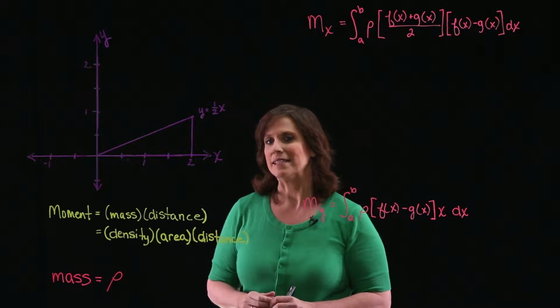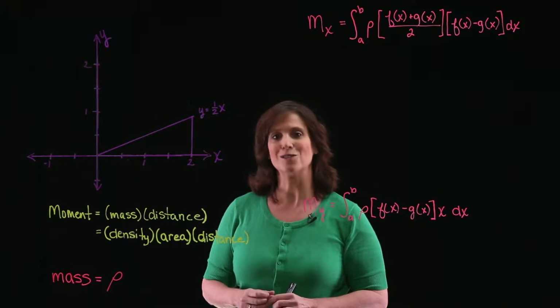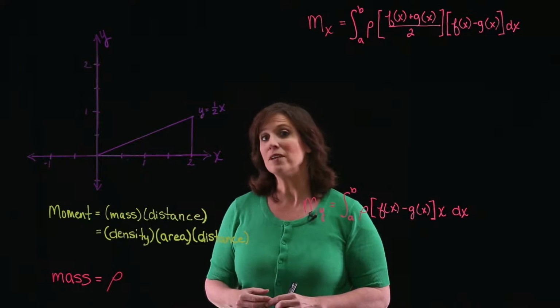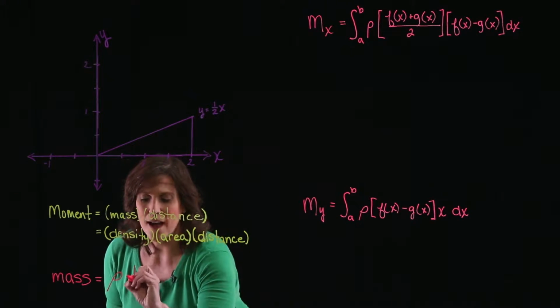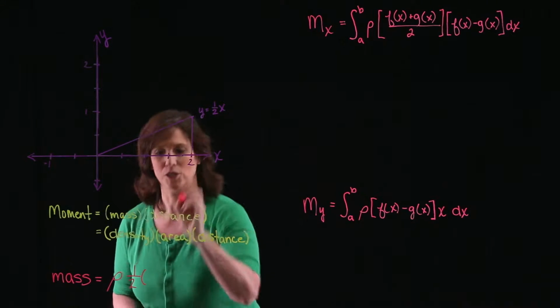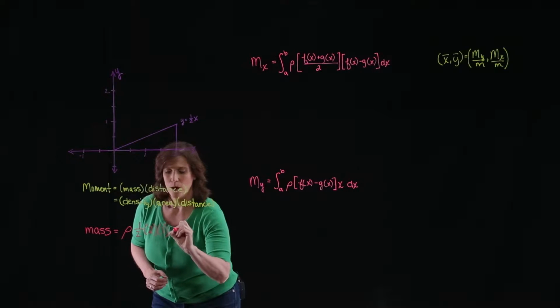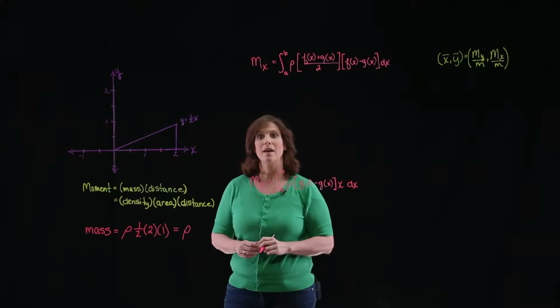However, as I'm looking at this, that might be a little bit overkill in this problem because my lamina is a triangle and I have a geometry formula for that. So I'm going to make use of my geometry formula. I know that the area of a triangle is 1/2 the base, which is 2, times the height, which is 1, which gives me a total mass of rho.